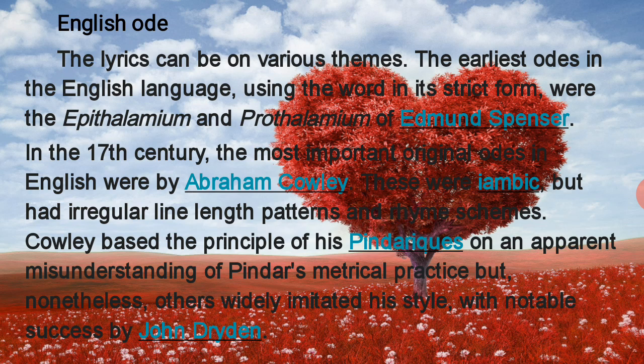Others imitated his style with notable success by John Dryden. It was widely adapted. This was Abraham Cowley's style in the ode. He mostly based it on the principle of the Pindaric, on an apparent misunderstanding of Pindar's metrical practice, but nonetheless others widely imitated his style with notable success by John Dryden.